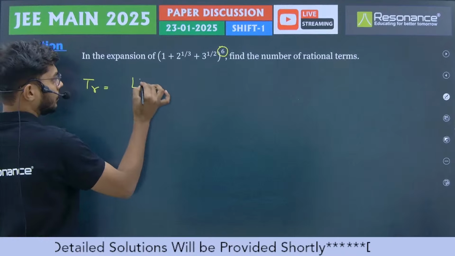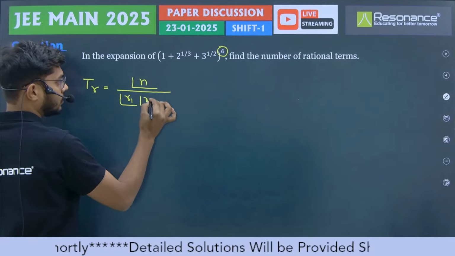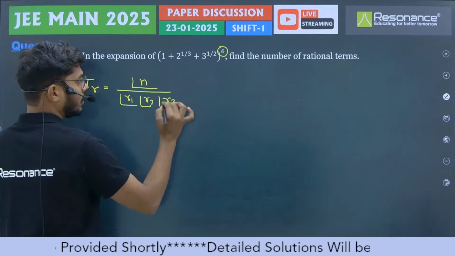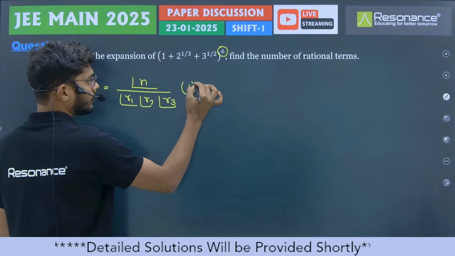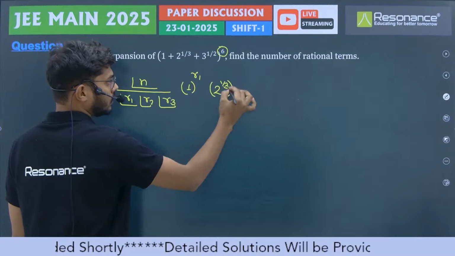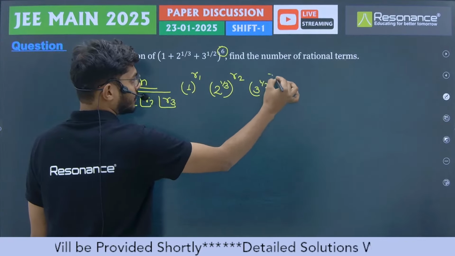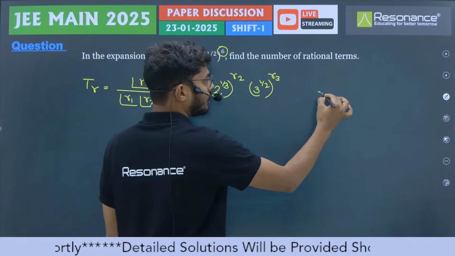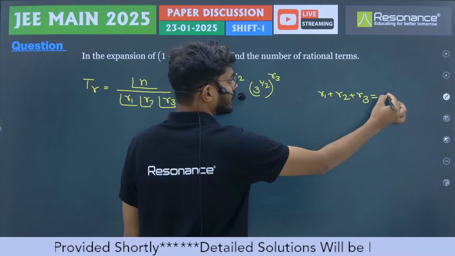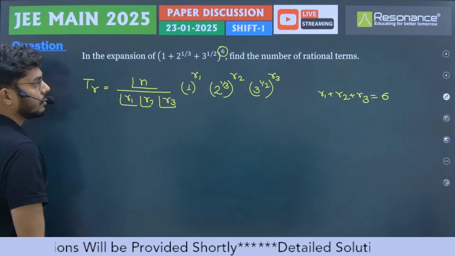The formula is n factorial upon r1 factorial, r2 factorial, r3 factorial, because we have 3 terms, right? First term to the power of r1, second term to the power of r2, third term to the power of r3. Also make sure that r1 plus r2 plus r3 equals the index, which is given as 6. I have to find the number of rational terms.